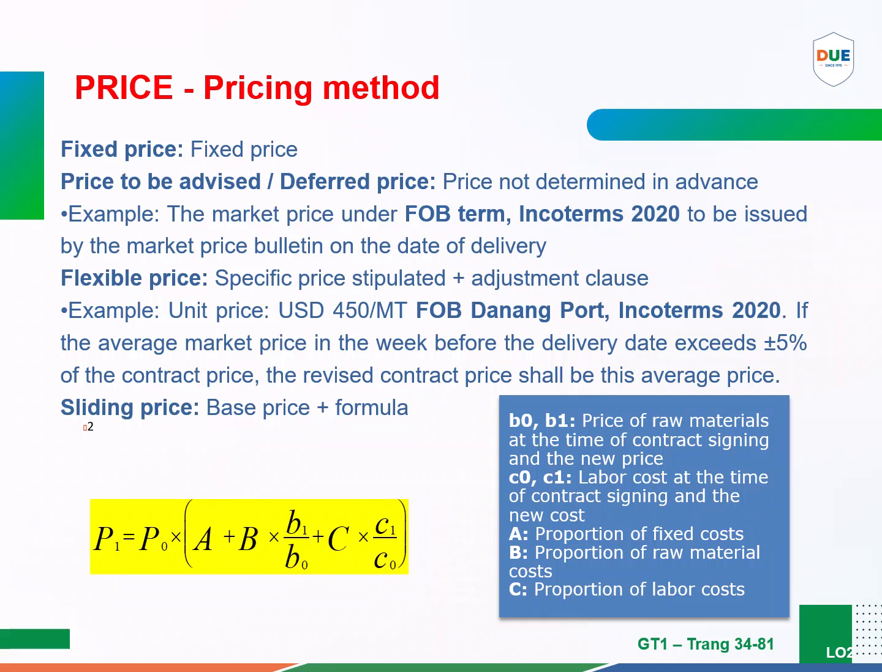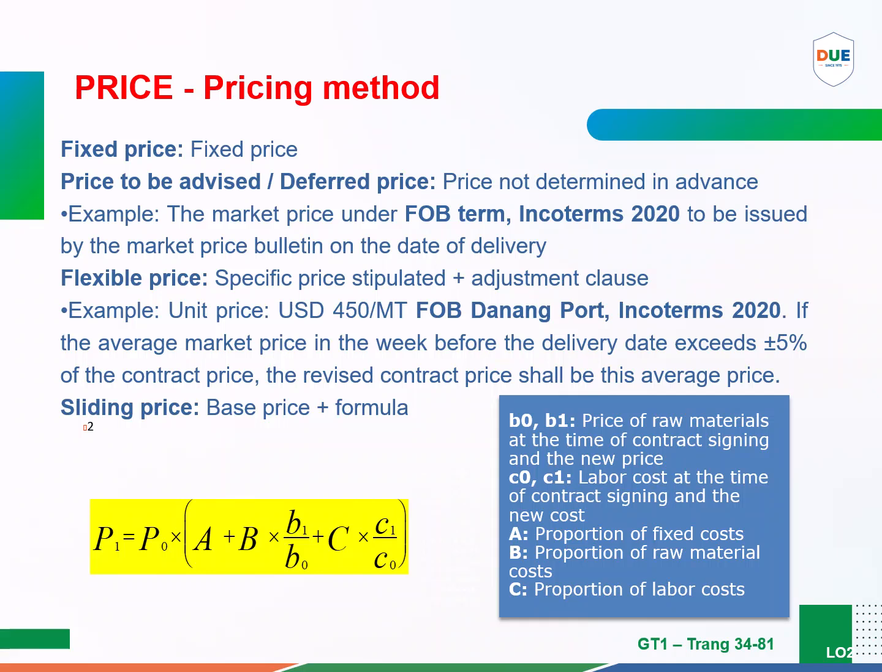With a flexible price, the contract specifies an initial price while allowing adjustments if the market price changes beyond a certain threshold. For example, a unit price of USD 450 per MT FOB Da Nang Port, Incoterms 2020. If the average market price in the week before delivery deviates more than 5% from the contract price, it will be adjusted to this average.